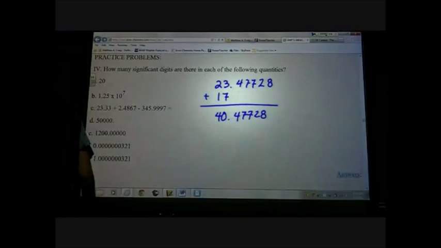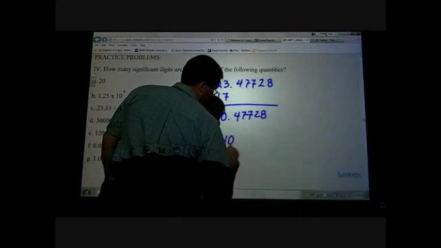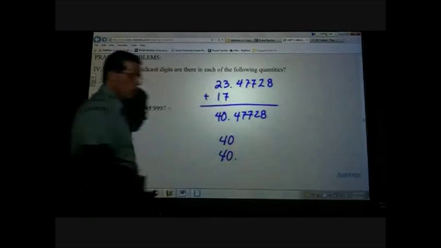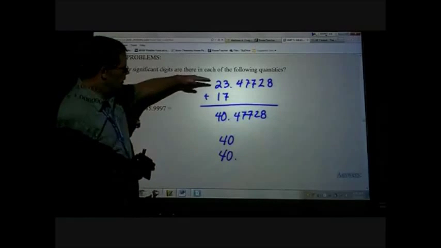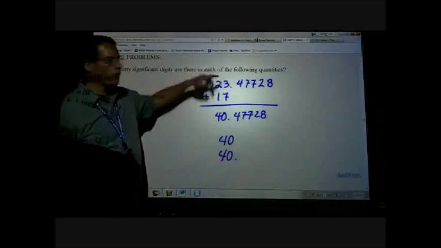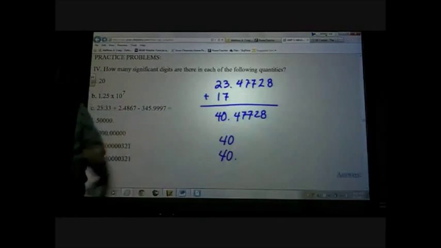What am I going to write down as my answer? 40. Okay. You can either write 40 or 40 with a point. Either one of those would have been correct, because they had the same number of decimal places. When you add and subtract, you look for the value that has the least number of decimal places. Since that one doesn't have any decimal places, there shouldn't be any decimal places in your answer.